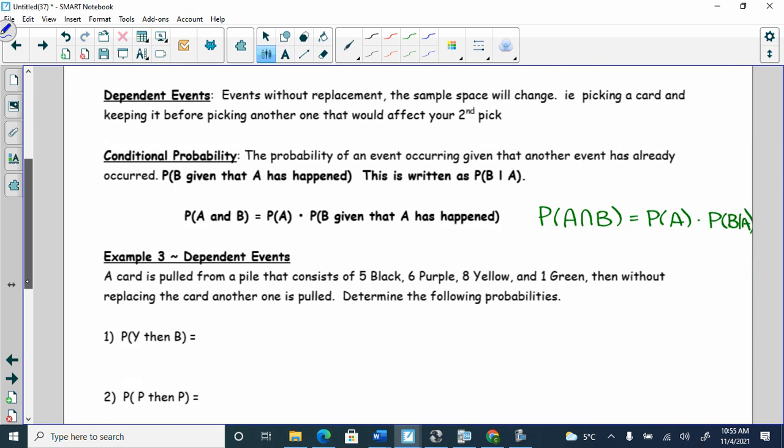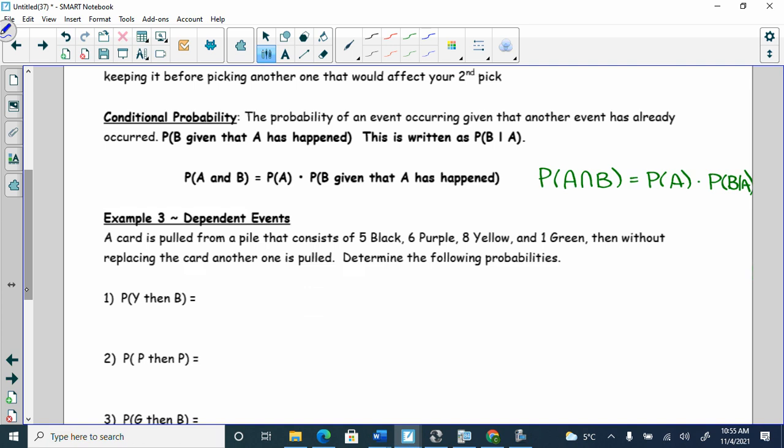So let's look at a dependent event. A card is pulled from a pile that consists of 5 black, 6 purple, 8 yellow, and 1 green. Now they'll do this rather than give you a deck of cards because now you're all at the same fair game. It's a brand new deck of cards no one's ever seen before, right? Then, without replacing the card, another one is pulled. So without replacing it, what's the probability of getting a yellow, then a black?